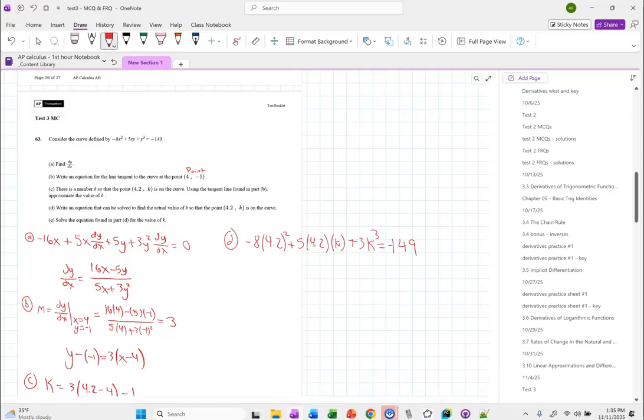And again, if you want, you can clean that up. It doesn't ask you to do anything more than give you an equation. I wouldn't clean it up past that. Is everybody okay? And then E says to solve the equation in part D.